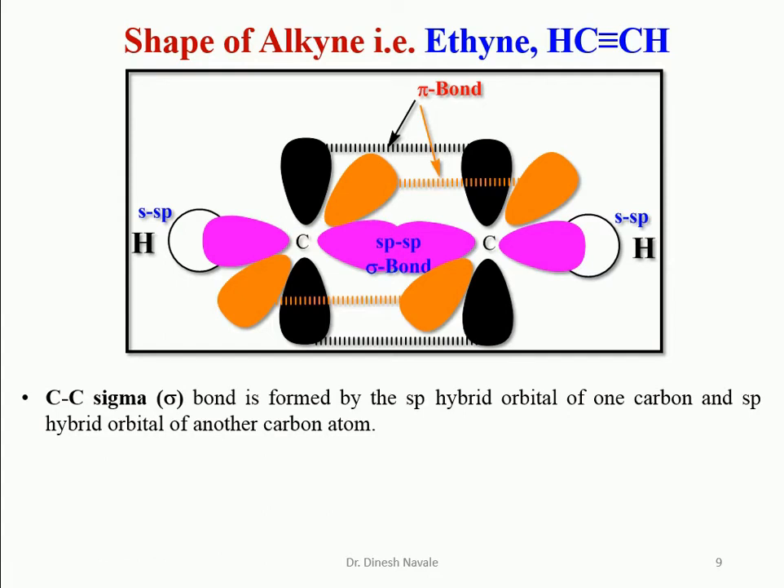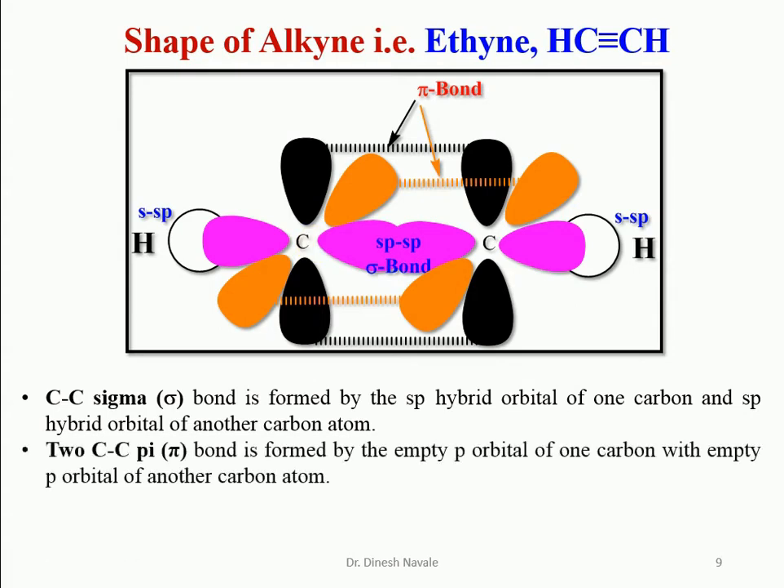So this is the sigma bond formation, whereas during sp hybridization of the carbon atom, two p orbitals, 2py and 2pz, remain unhybridized. One of the 2py orbitals, shown here in yellow, which is unhybridized on one carbon atom, combines with the unhybridized 2py orbital of the other carbon atom and gives the formation of one pi bond. We can observe it here by the yellow line.